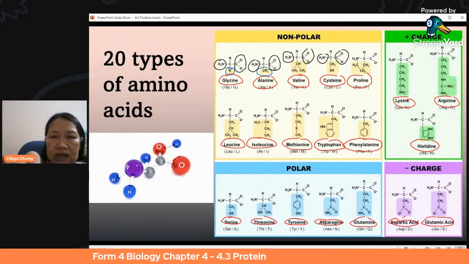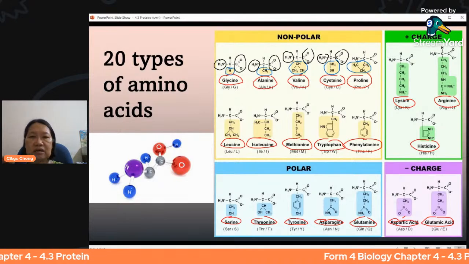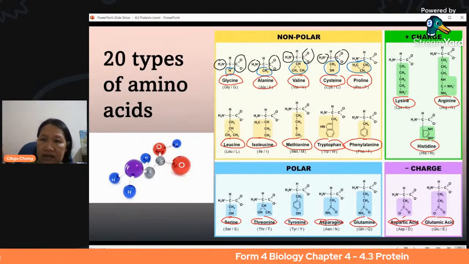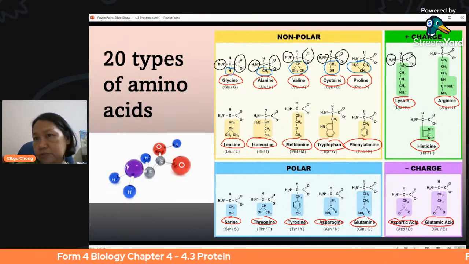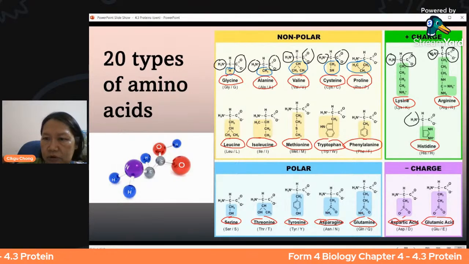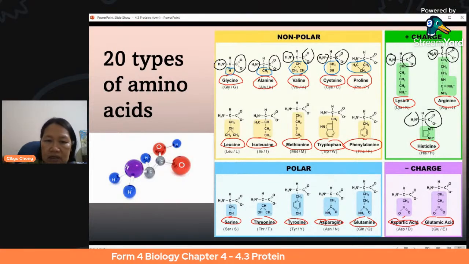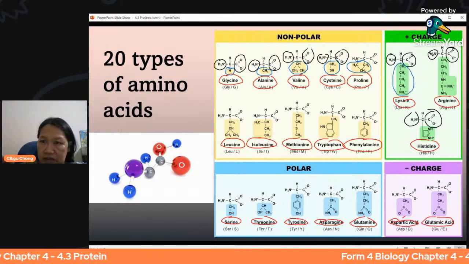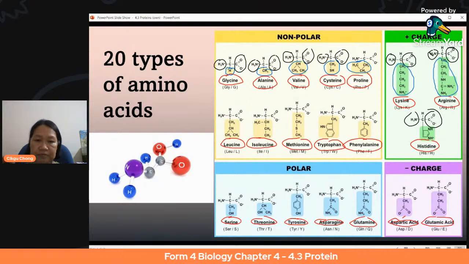I'll put blue color. This is your side chain. So they are different in terms of the side chain. Other than that, they will all have this amino group and the carboxyl group. Amino group, carboxyl group, amino group, carboxyl group. You understand what I mean? The ones circled in red and circled in blue are the side chains. That is different, so every one of these amino acids has a different side chain. Now you don't need to remember, don't crack your head over it.